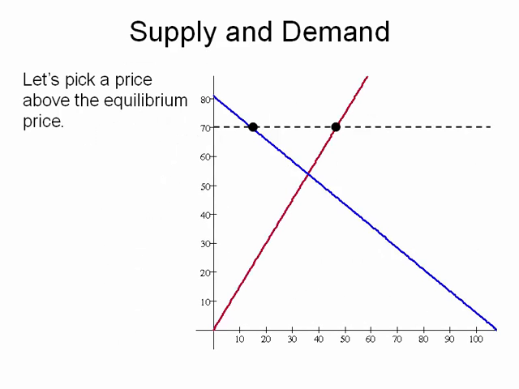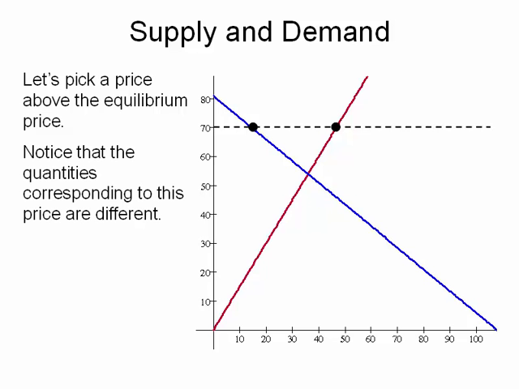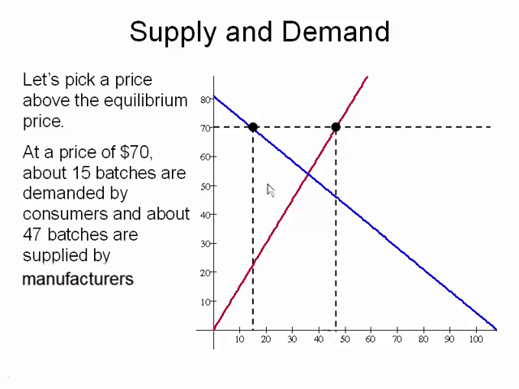Let's pick a price above the equilibrium price. Remember, the equilibrium price at the point of intersection was actually 54. So here I'm picking a price up at $70. Notice that the quantities corresponding to these prices are different. The quantity about here is somewhere between 10 and 20, and the quantity here is out around 50. So more specifically, at a price of $70, about 15 batches are demanded by consumers and 47 batches are supplied by the manufacturers. What do you think that means?